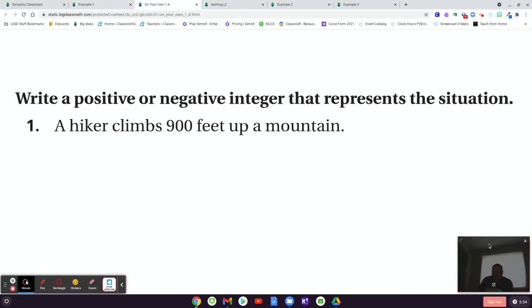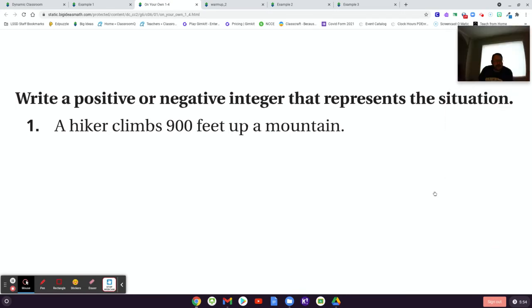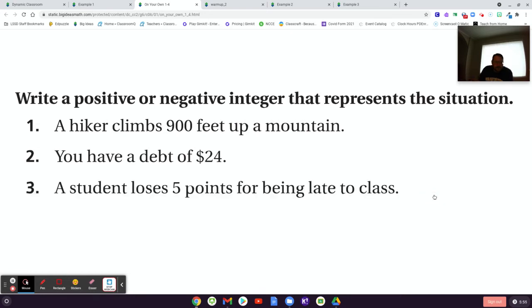I want you to do some examples right here. There's 4 of them. So you have a hiker climbing 900 feet up a mountain. What number would represent that? Okay, I'll tell you the answers after we do all 4. It won't show the answers right now. Okay, you have a debt of $24. What number would represent that? Okay, student loses 5 points for being late to class. A savings account earns $10.